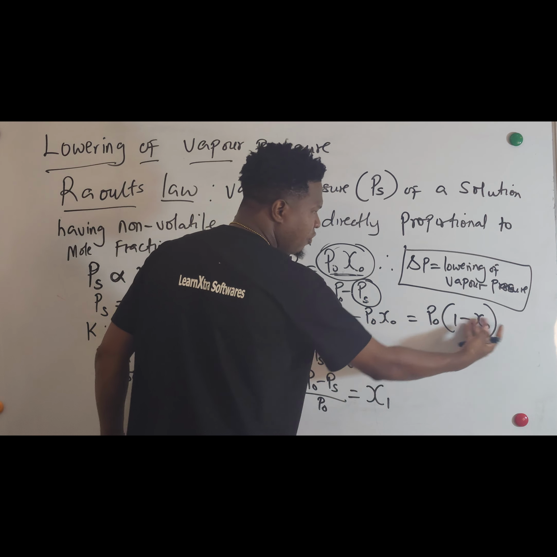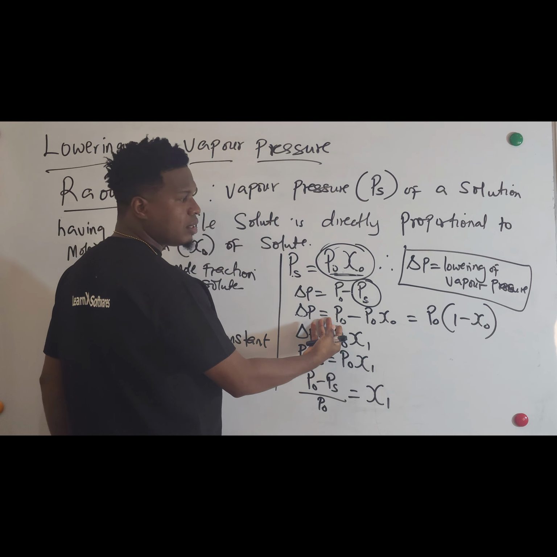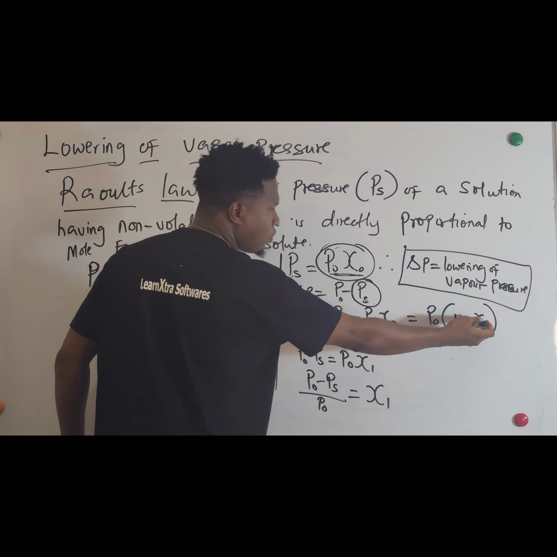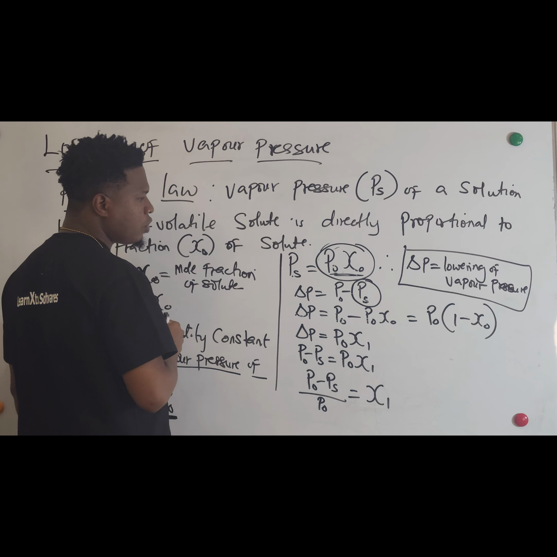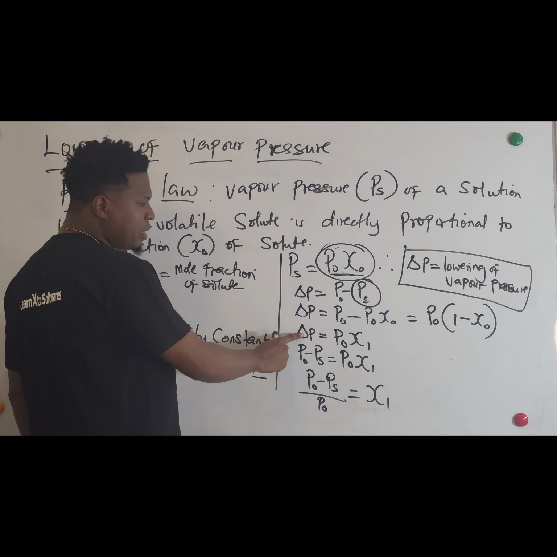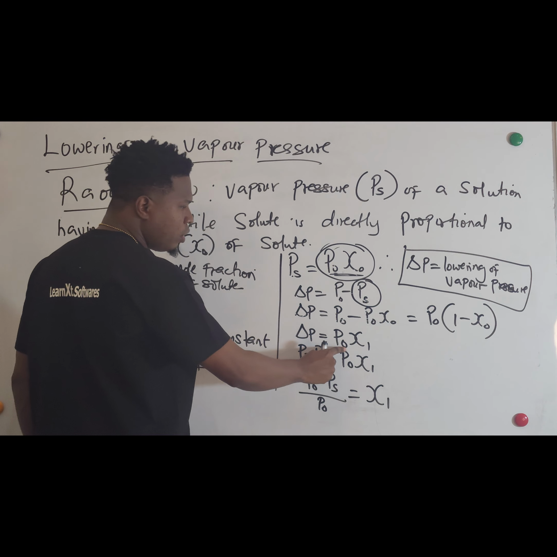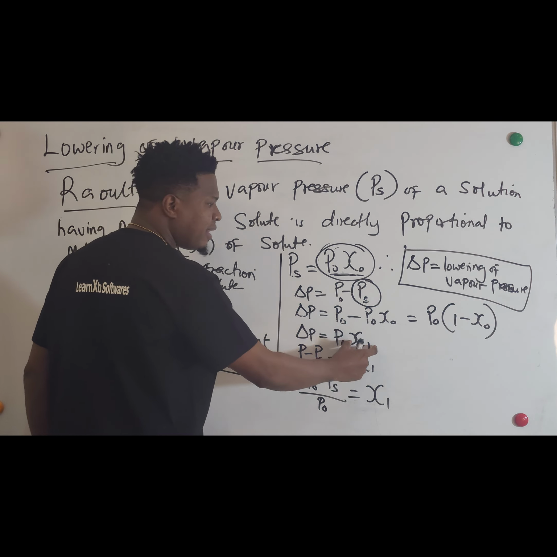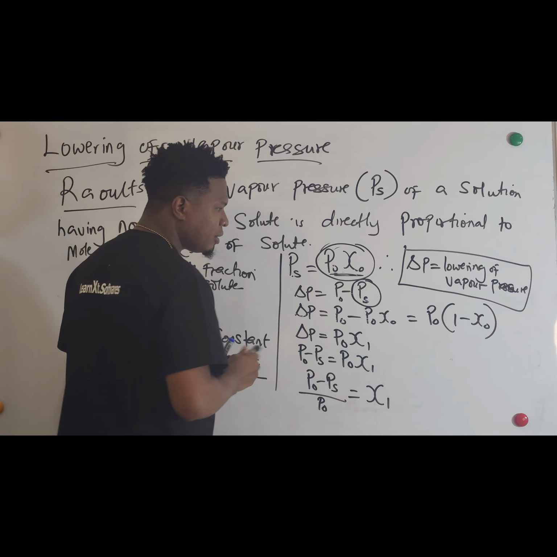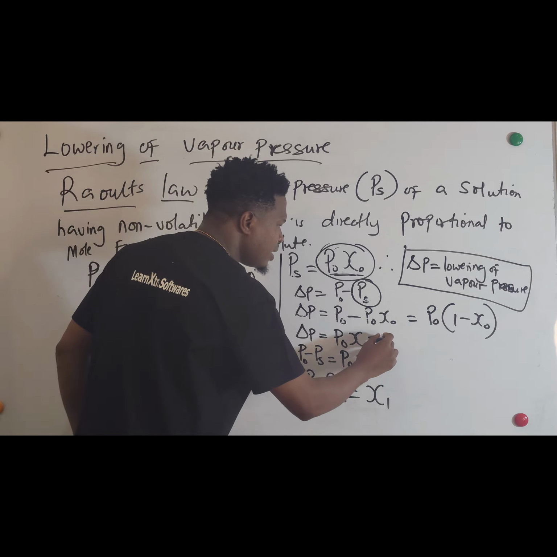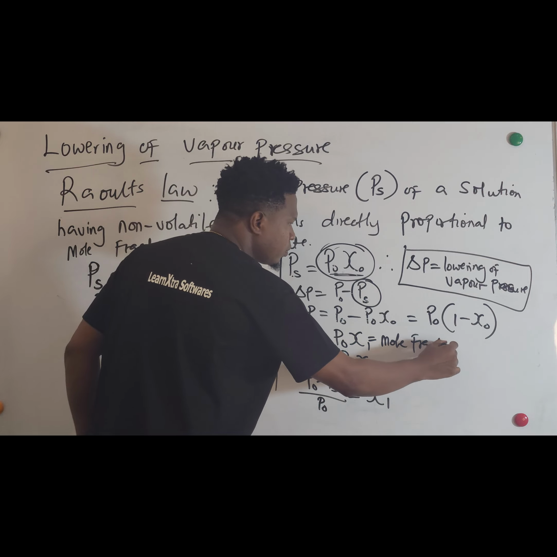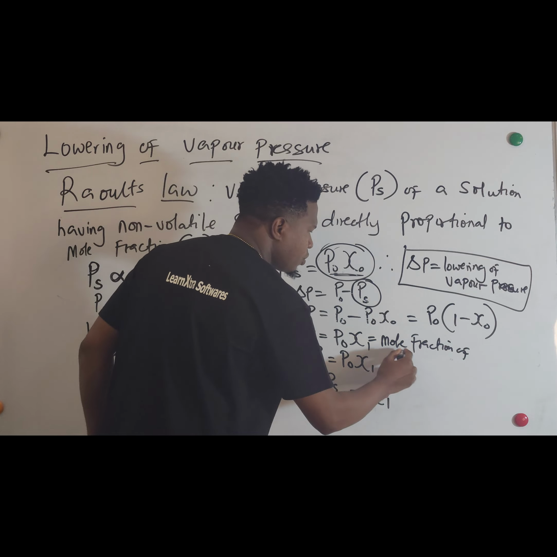If you expand this, you have this. That's what we just did. If you expand this, you can also have this. So this you are seeing here is also equal to this. Now change in P is equal to P naught, which is the vapor pressure of the solvent, multiplied by the mole fraction X1. Please, this X1 is the mole fraction of solvent.